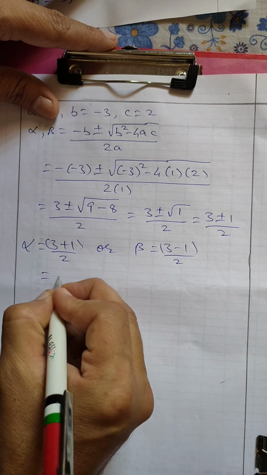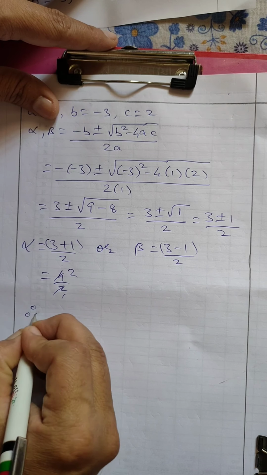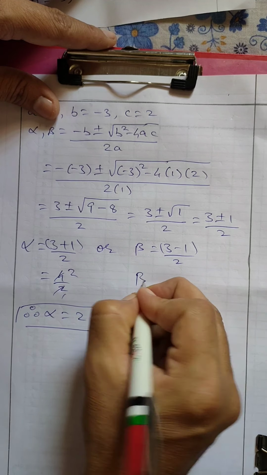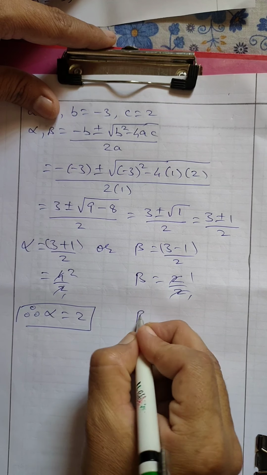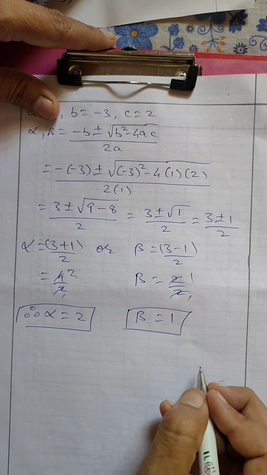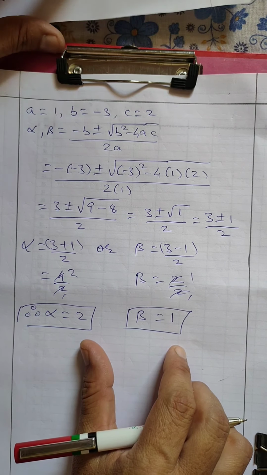3 plus 1 is 4 upon 2, 2 twos are 4. Therefore, one of the roots is 2. Beta is 3 minus 1 is 2 upon 2, 2 ones are 2, and therefore beta is 1. The answer is 2 or 1. So these are the values of this quadratic equation.